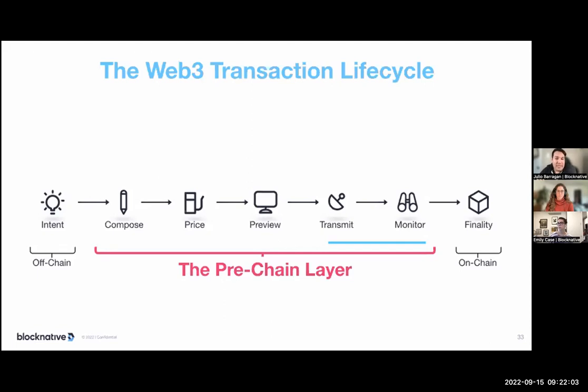And all of these things I just talked about are affected by the mempool. Even if the mempool, we have a nice little blue line right here, right? So even if the actual mempool is only like this small section after you transmit and you're just kind of monitoring your transactions, right? That's what people probably think, but the mempool actually affects every single one of these steps in the pre-chain layer.